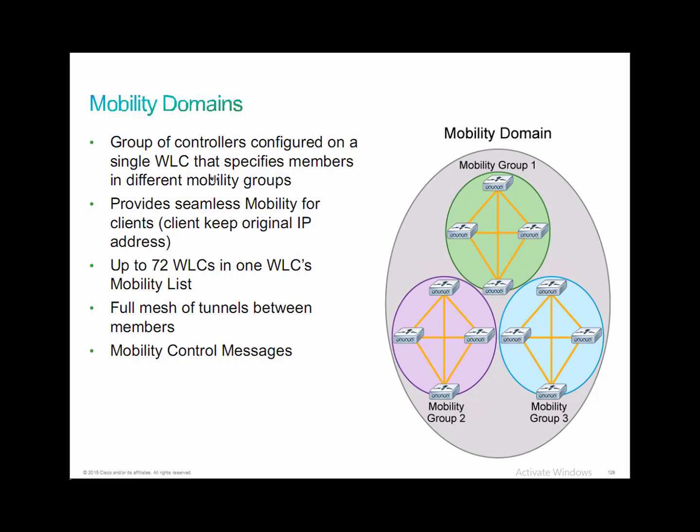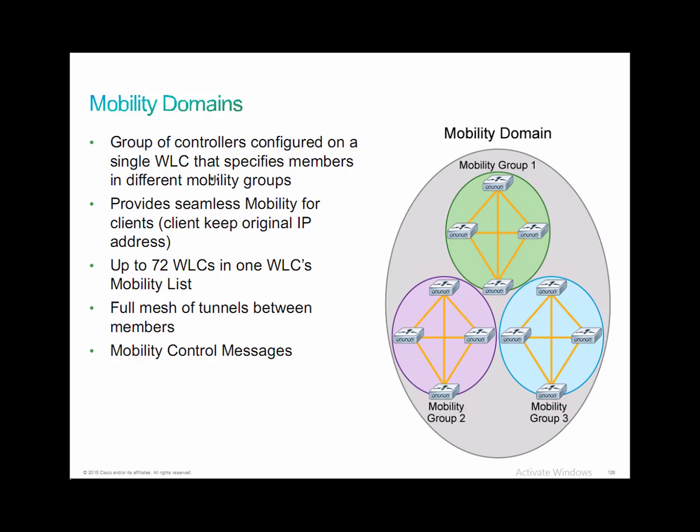So maybe we have HQ1 on the East Coast, and we have HQ2 on the West Coast, and we have multiple controllers or even single controllers in those locations. We don't want to put them into a single mobility group because of the amount of messages and the exchange of information that occurs between those controllers, but we want them to participate in the same mobility domain. You can have up to 72 different mobility controllers in this particular case that can support different mobility groups. Within the mobility group, we're still limited to the 24 controllers within the group itself.